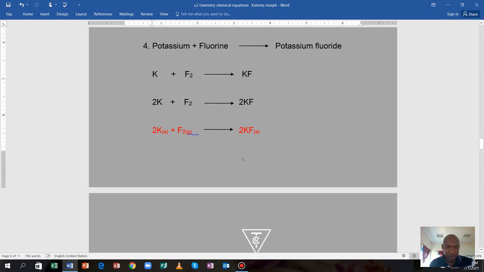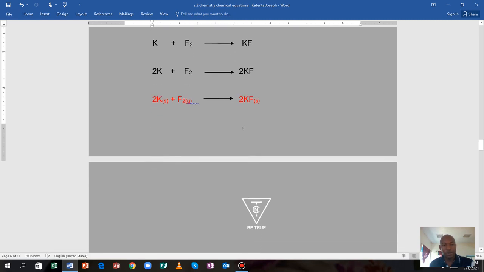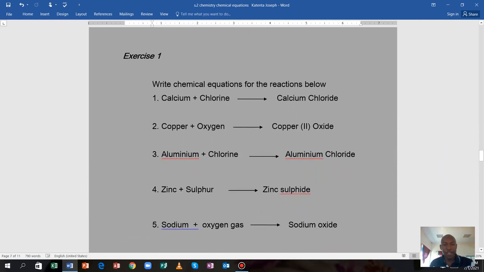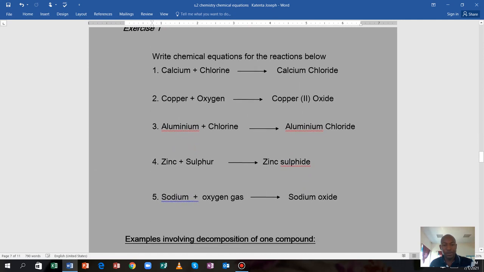Potassium metal is a solid. Fluorine gas, gaseous. Potassium fluoride is solid. How do we know it is solid? When a metal combines with a non-metal, the compound formed is ionic. Ionic compounds are, in most cases, solid at room temperature. Now you take this exercise and do it yourself.